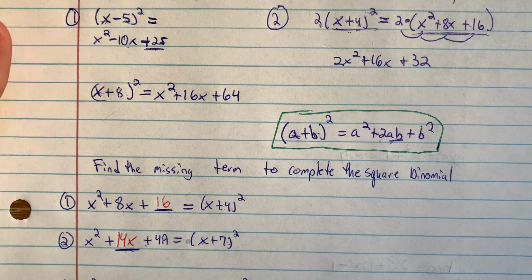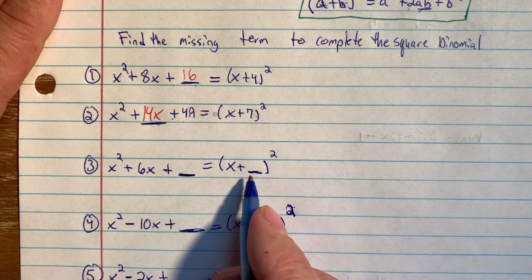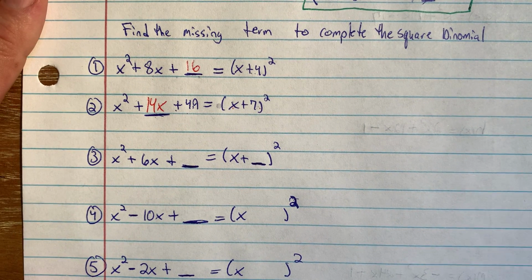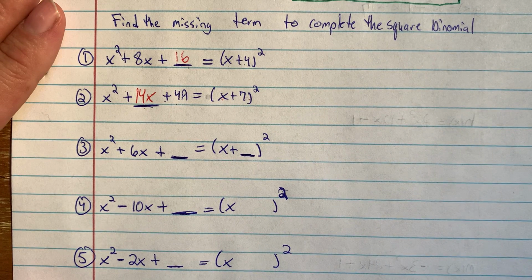We're just going backwards. Okay, x squared plus 6x plus what gives us x plus what squared? There are 2 missing blanks here, but there's only one possible answer for what these 2 blanks have to be. Well, I hope you were able to figure this out, and if not, we'll figure it out together right now.